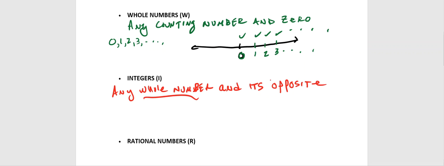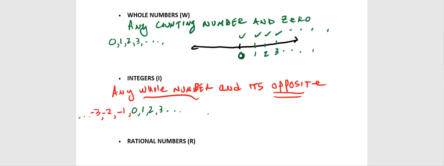So it's any whole number, but more importantly, and its opposite. So this is interesting. We started with our whole numbers 0, 1, 2, 3, dot, dot, dot. But we're going to have to pick up all the opposites of those numbers along the way. So the opposite of 1 is -1, the opposite of 2 is -2, the opposite of 3 is -3, and we go infinitely in both directions.